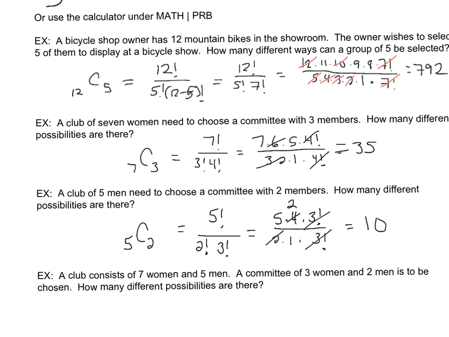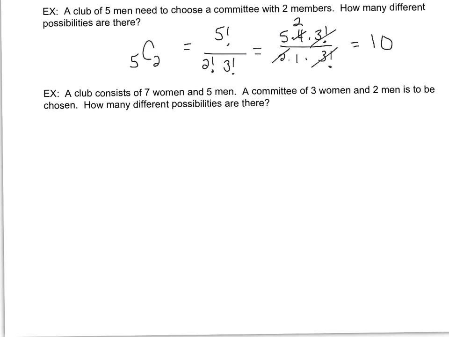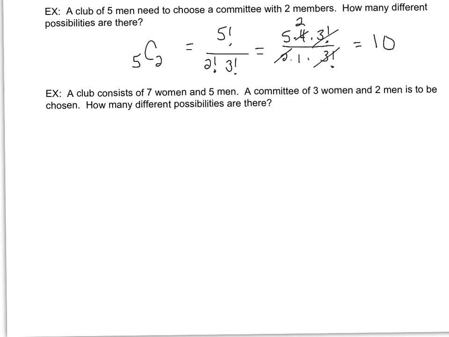Now we can actually put these together. So this last problem says a club consists of 7 women and 5 men. A committee of 3 women and 2 men is to be chosen. How many different possibilities are there? Well, the key word in here is really "and." We want both of these to occur.